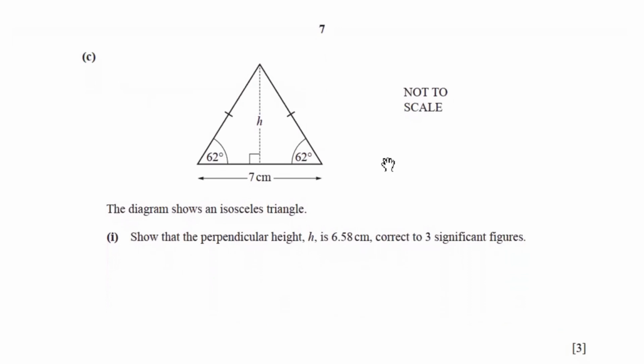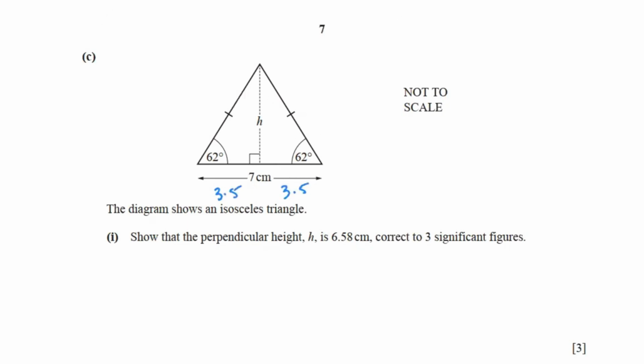Part C says the diagram shows an isosceles triangle. Show that the perpendicular height h is 6.58 centimeters, correct to 3 significant figures. So to prove that, we can see that this is an isosceles triangle. So that means h is the line of symmetry of the triangle. So we can divide 7 into 3.5 and 3.5.